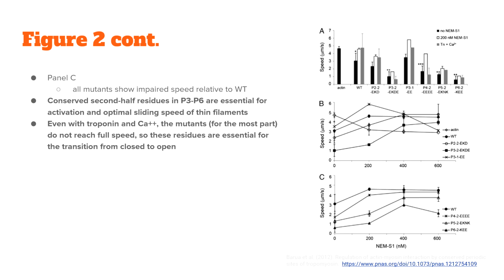And in panel C, we see that relatively all the mutants show an impaired speed relative to the wild type. So the big take-home message here is that these conserved second half residues in P3 through P6 are essential for activation and this optimal sliding speed of the thin filaments. And even with troponin and calcium, the mutants, for the most part, and I say for the most part because some of them do reach pretty high speeds, but for the most part they do not reach full speed, and so these residues are essential for the transition from the closed to the open state.